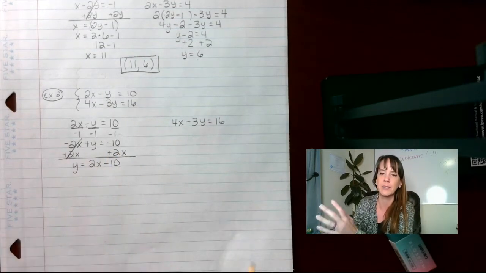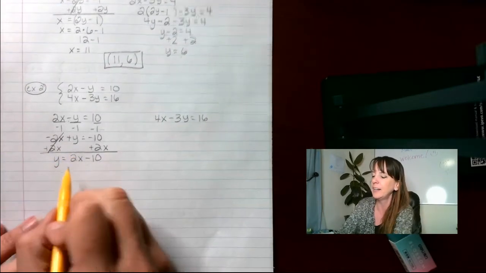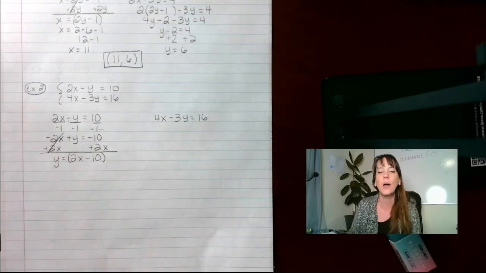I just like to put it in slope-intercept form whenever. It's not even relevant, slope-intercept form isn't, for right now. But habits die hard. All right, so y equals all that garbage.